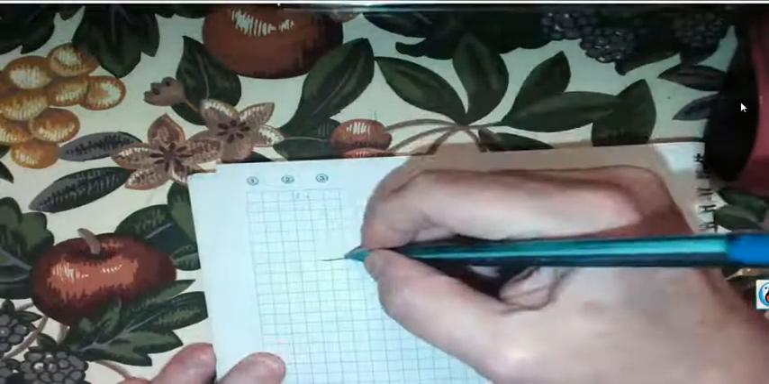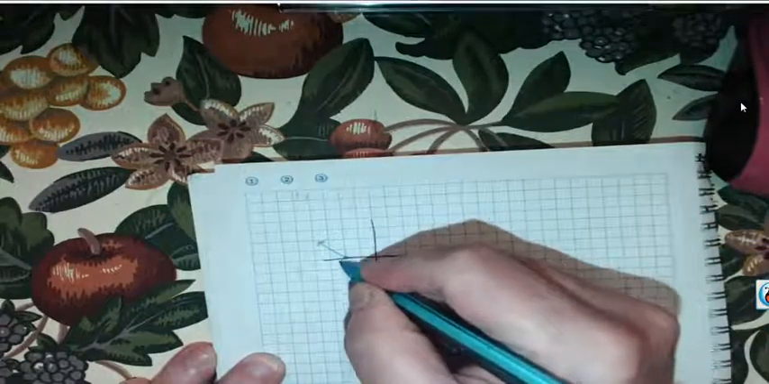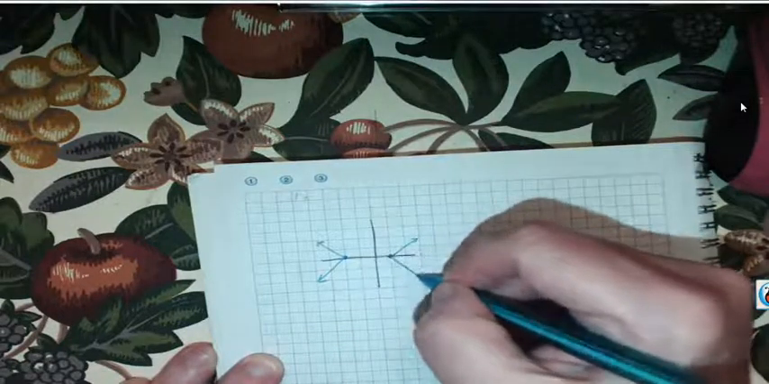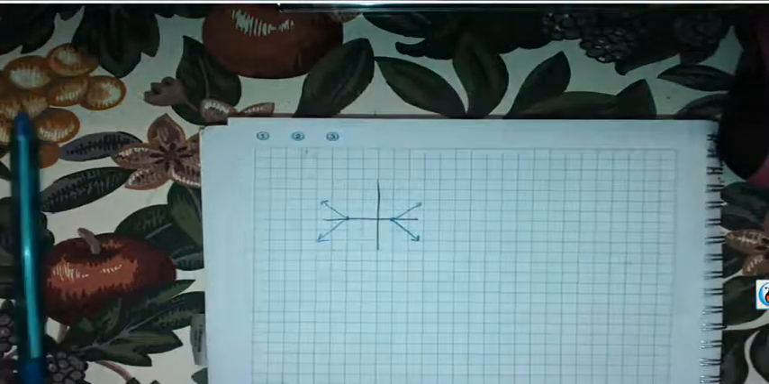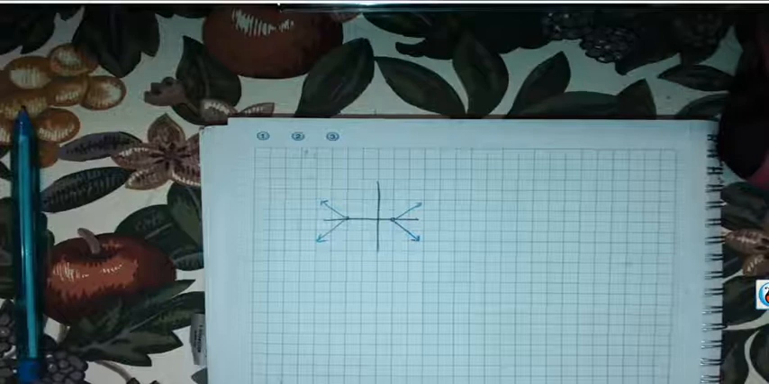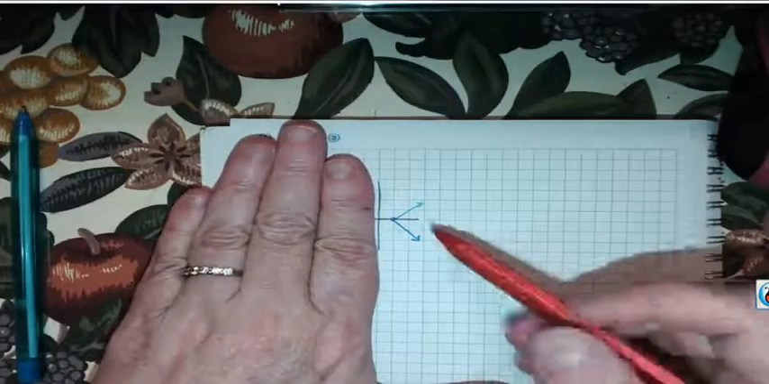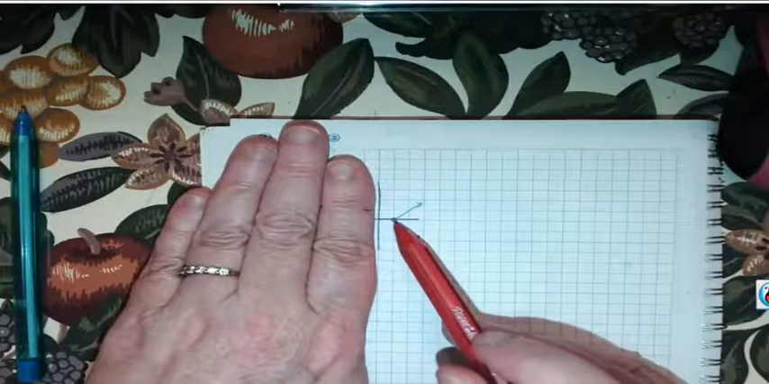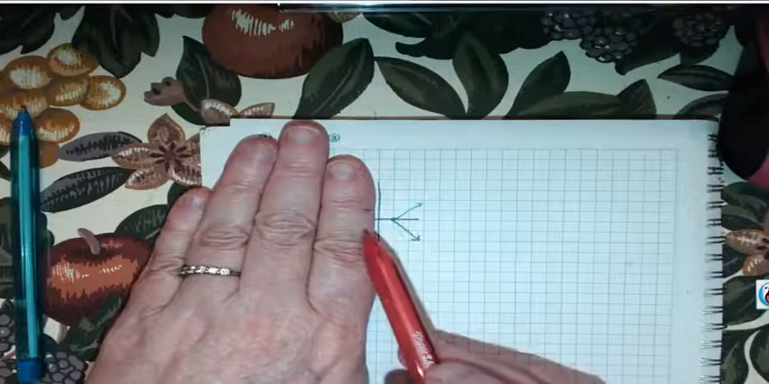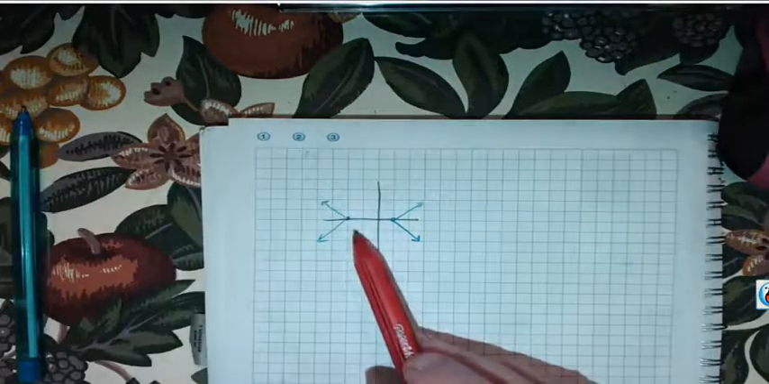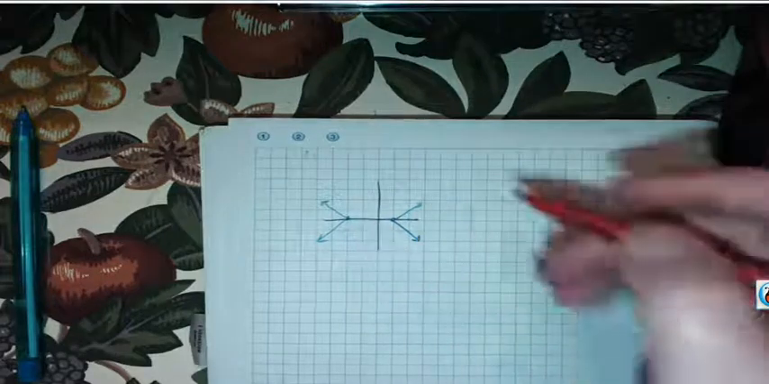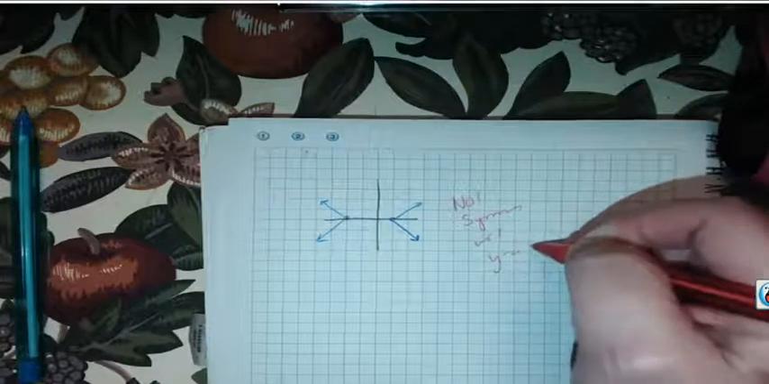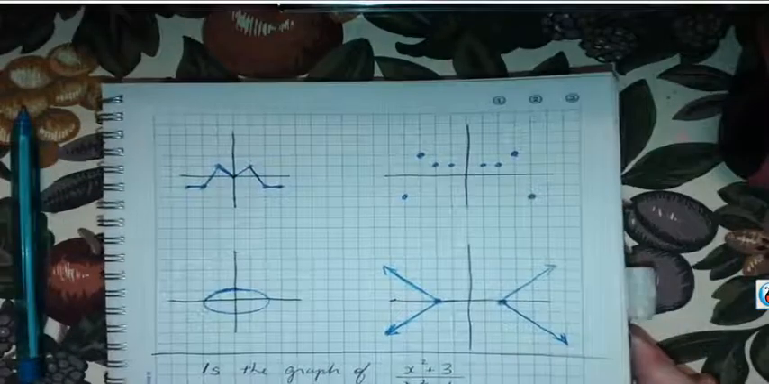Just for the record, something like this would not be symmetric with respect to the y-axis, would it? Because if the y-axis is the mirror, then the shape I would get in the reflection would be like that, but this is 1 unit to the right, and I would expect its reflection to be 1 unit to the left. And that's not what happens here. So this is not symmetric with respect to the y-axis. It's close, but it's not.